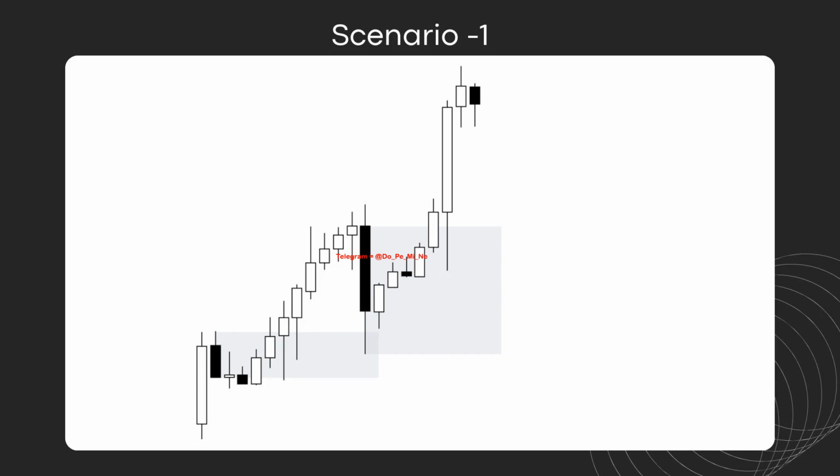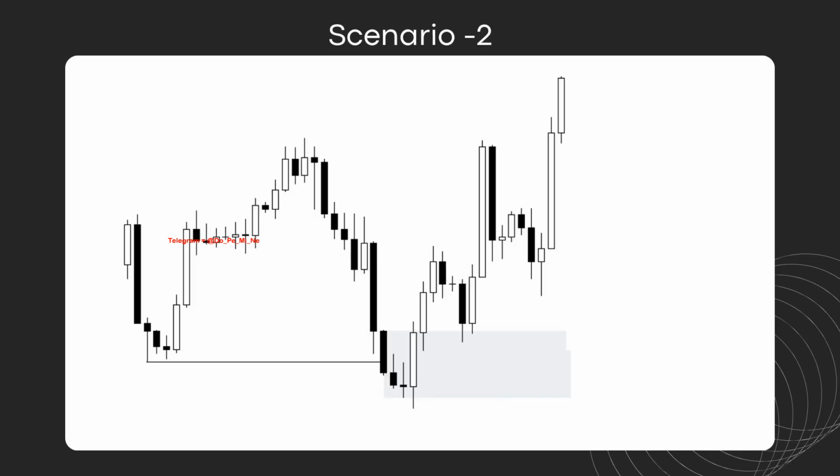Again in this example that I also showed you previously, you might have been wondering why I only chose the body of this candle as an order block, and now you know why, because price only closed above the open or the body. That's why I only choose the body as the order block.